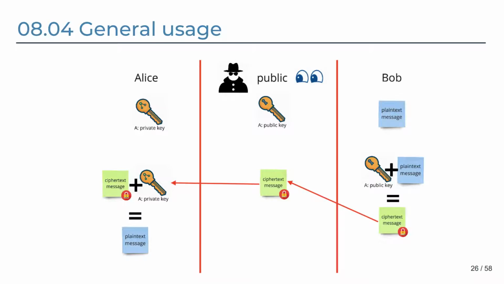So also the general usage for that. We have here two famous cryptography persons, Alice and Bob. Alice generates a private key and a public key. Then Bob wants to send Alice a message, so he has some plain text. He uses Alice's public key to encrypt it. The public can't decrypt it because decryption only works with the private key. However, Alice can decrypt it because she has the private key corresponding to the public key.